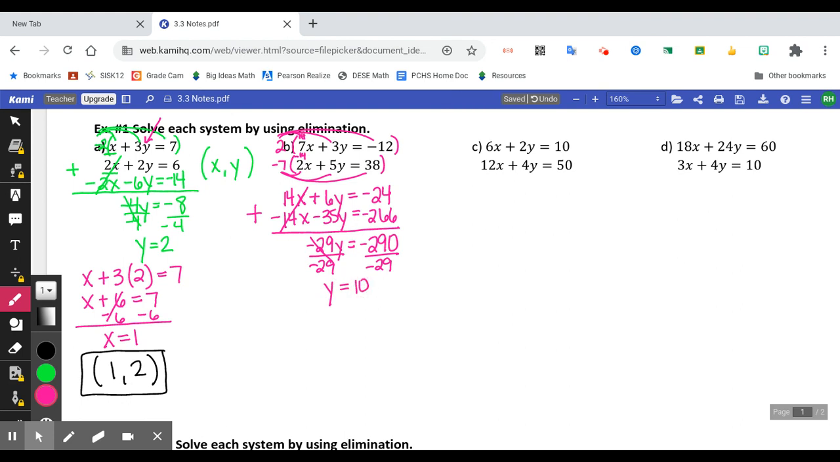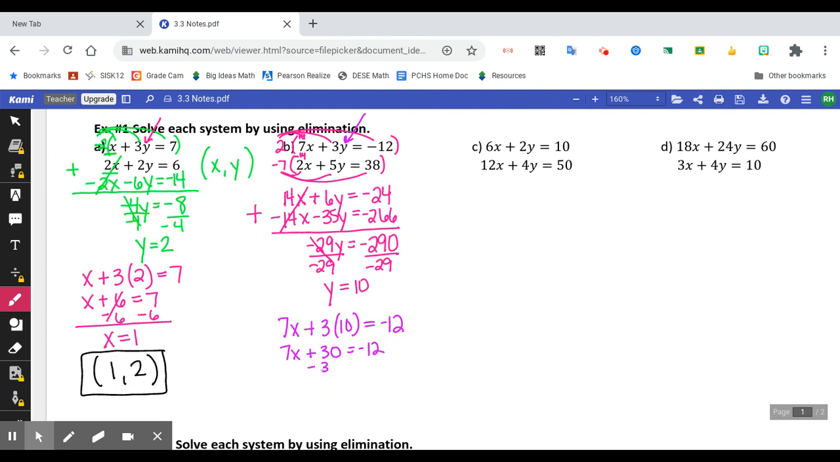Okay. Again, take that and plug it into the other equation. Either one, I'm just going to pick the top one. I'm going to put it right in here for y. So I have 7x plus 3 times 10 equals negative 12. So 7x plus 30 equals negative 12. Subtract 30 from both sides. 7x equals negative 42. Divide by 7, and x equals negative 6.